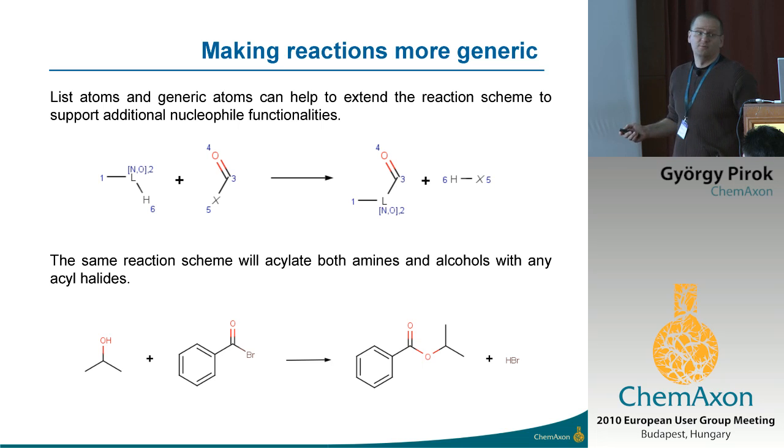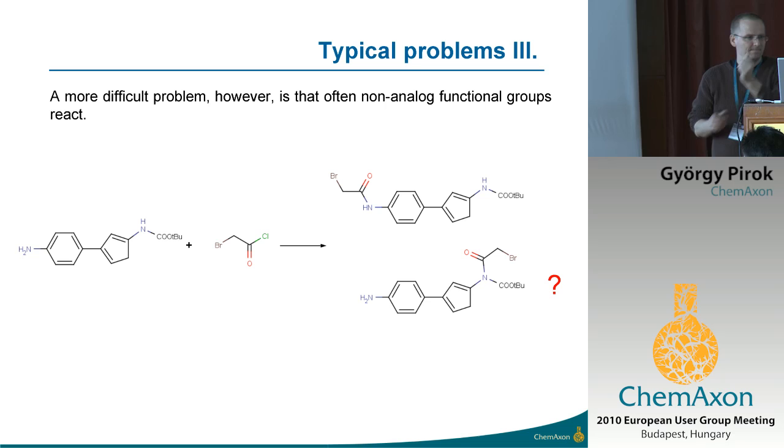We have many query properties in Marvin, like list atoms, where L means list atom. This can be nitrogen or oxygen with a hydrogen, so NH or OH. You can have hydrogen count or many other ways to extend it. And I can here use a list atom or a generic atom type of halogen. So this reaction schema will process both the amines and the alcohols. So I have a more generic reaction schema.